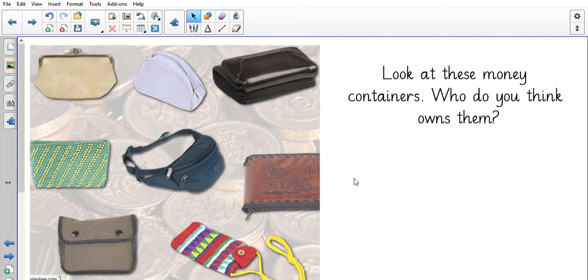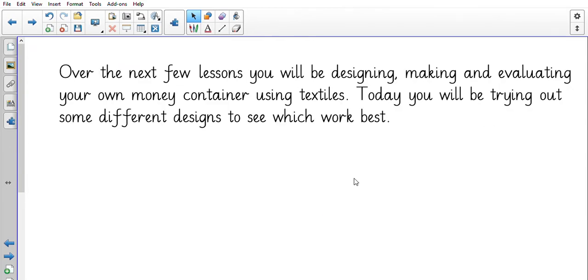It may be somebody like a window cleaner who is coming to collect money but doesn't have a hand to be able to carry a bag or a wallet because they need to carry things like the bucket and the ladder. So it could be a window cleaner, it could be somebody who works. So lots of different money containers are used for different people. So you need to bear that in mind this week when you are designing yours.